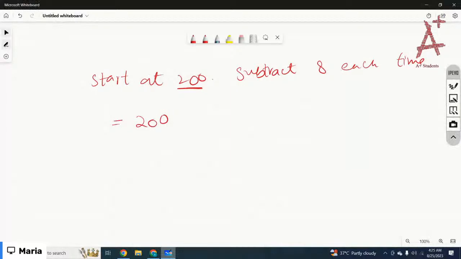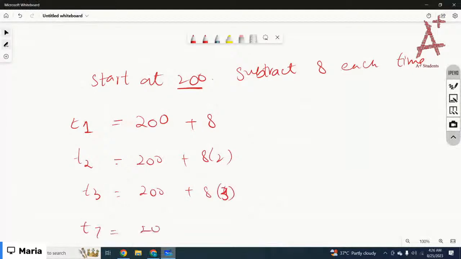For example, to calculate term 1, you have to add 8. For term 2, you have to do 200 plus 8 times 2. For term 3, you do 200 plus 8 times 3. That means for term 7, you do 200 plus 8 times 7, right? It would be 200 plus 8 times 7, which is 56. So the seventh term is 256.